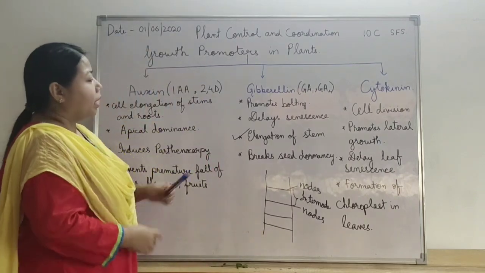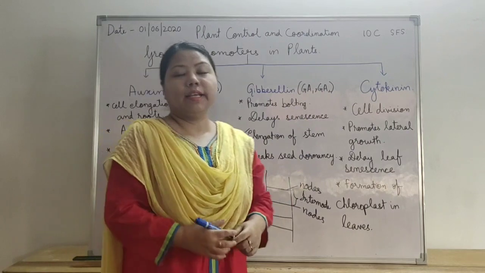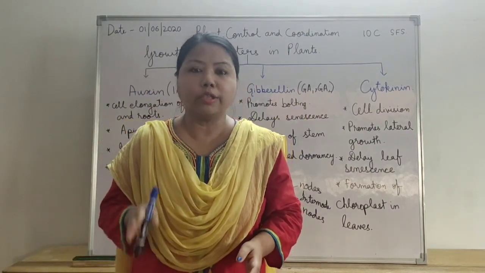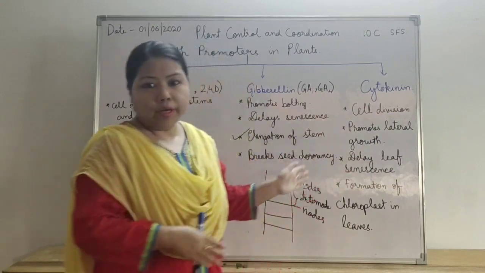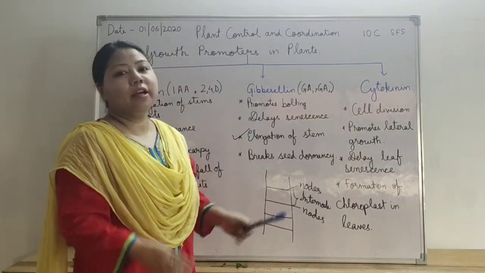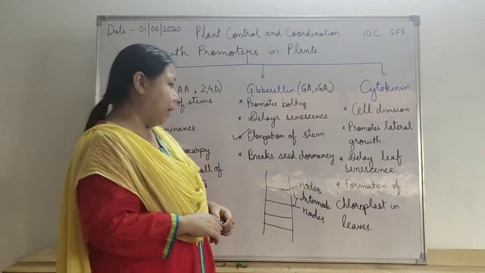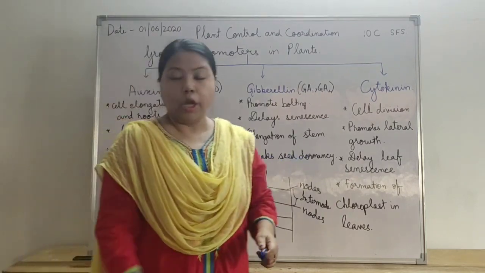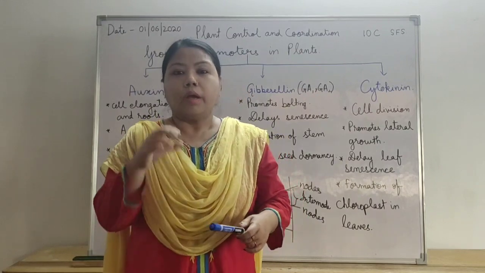Fine. Okay. It also delays senescence. Senescence means the aging of the parts of the plant. So the gibberellin helps in delaying the aging of the parts of the plant. Fine. Apart from that, it also breaks seed dormancy. What is seed dormancy?